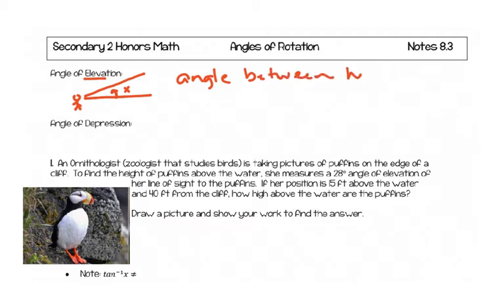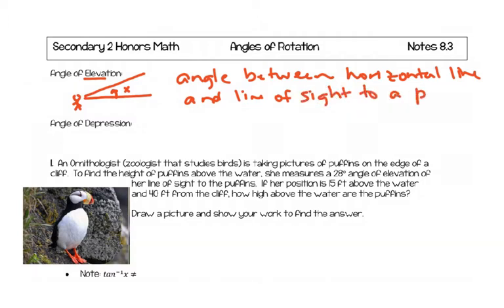the horizontal line and your line of sight. So when you're looking up, your line of sight is elevated to a point above. If you just remember that elevation means up, that will help you remember that. An angle of depression, you can imagine, is if you were standing there, your horizontal line, the angle of depression would be your line of sight looking down.